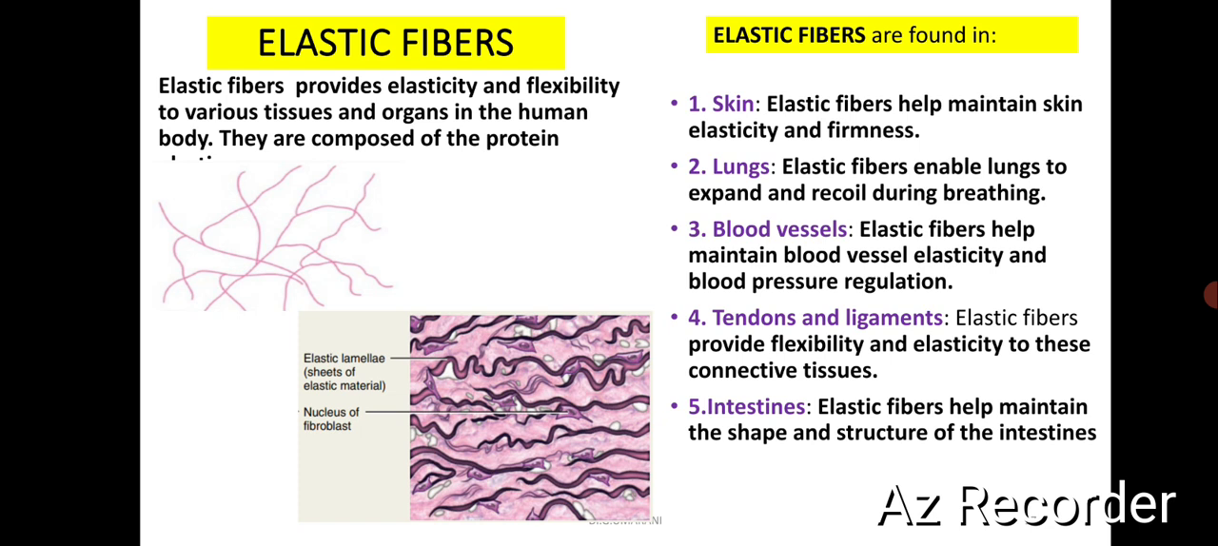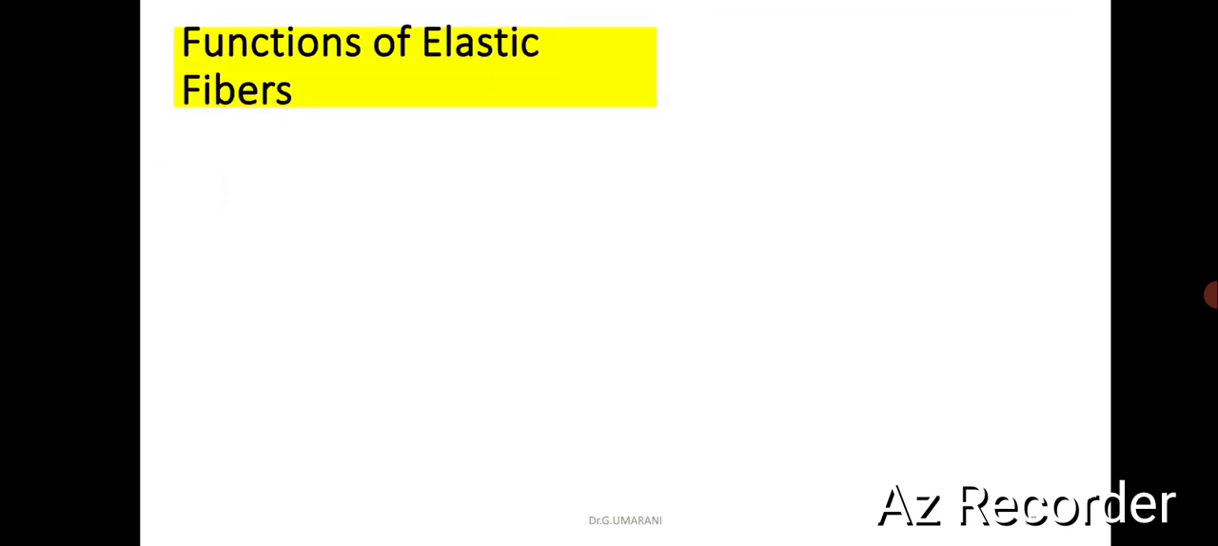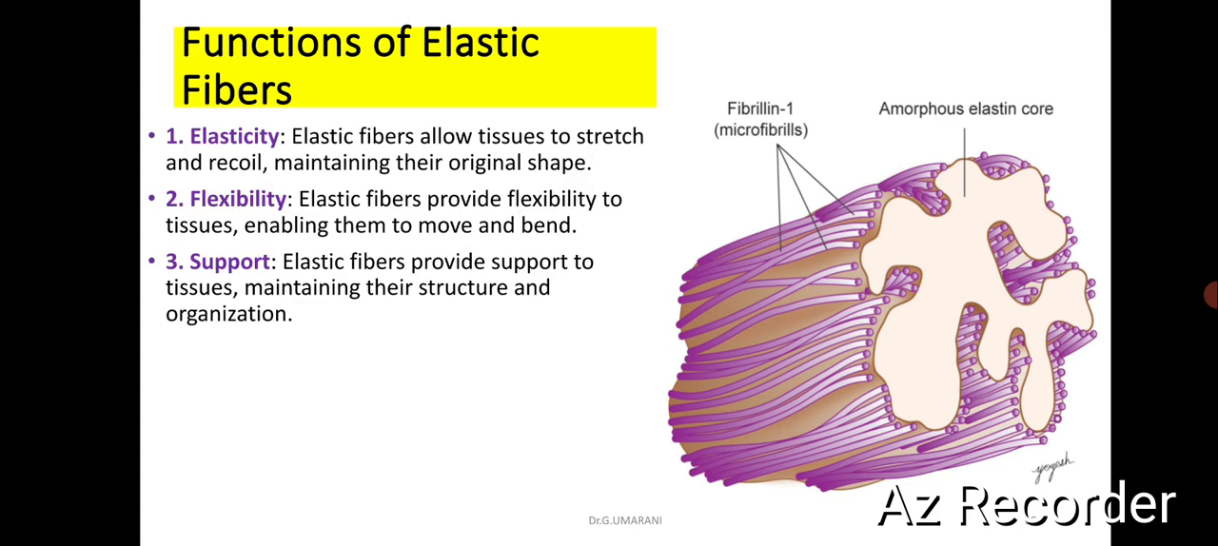In the lungs, these enable lungs to expand and recoil during breathing. In the blood vessels, they help to maintain blood vessel elasticity and blood pressure regulation. In the tendons and ligaments, these fibers provide flexibility and elasticity to these connective tissues. In the intestines, these fibers help to maintain the shape and structure of the intestines. And these are located singly, branching and anastomosing with each other. It's not like bundles.